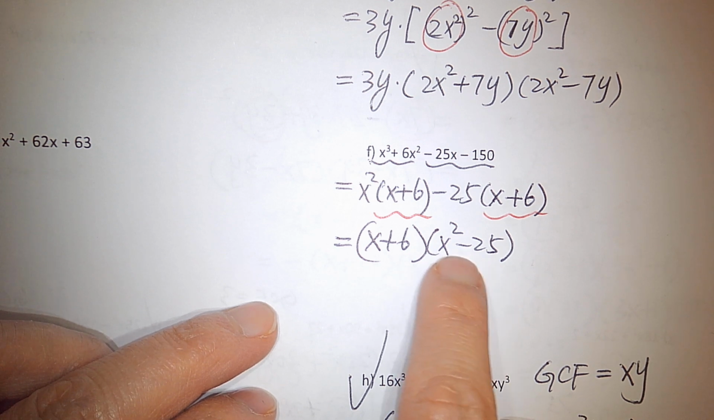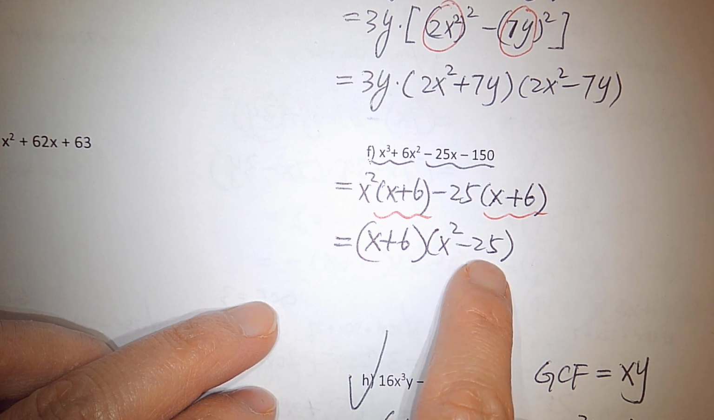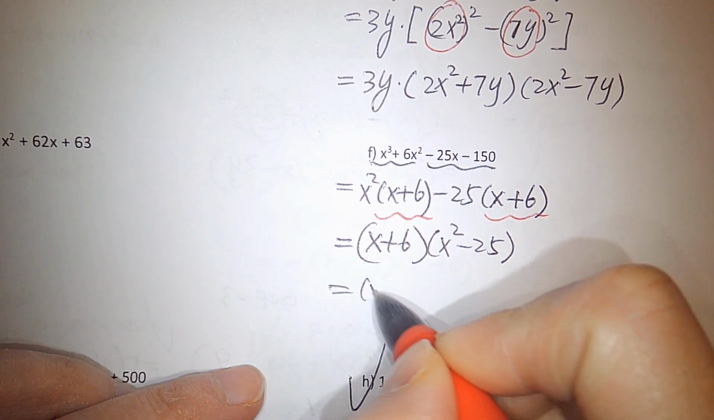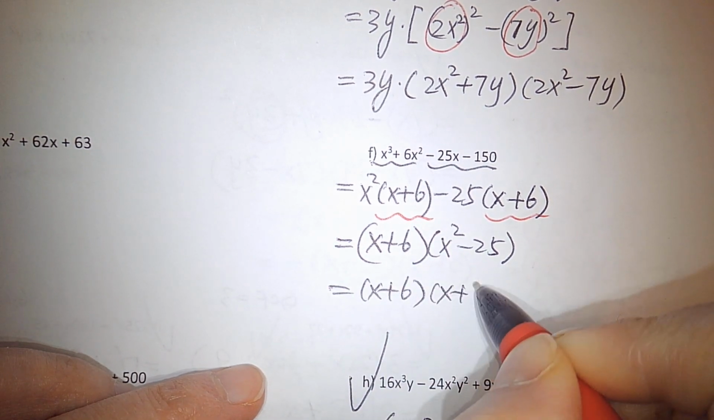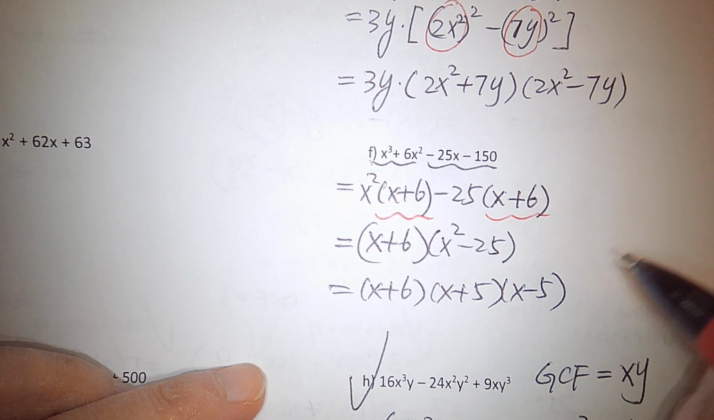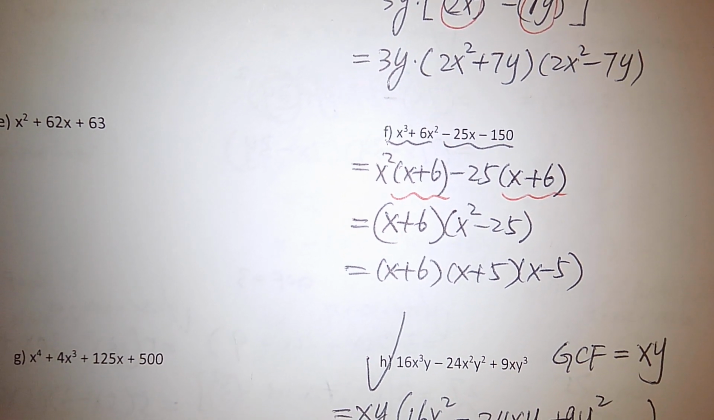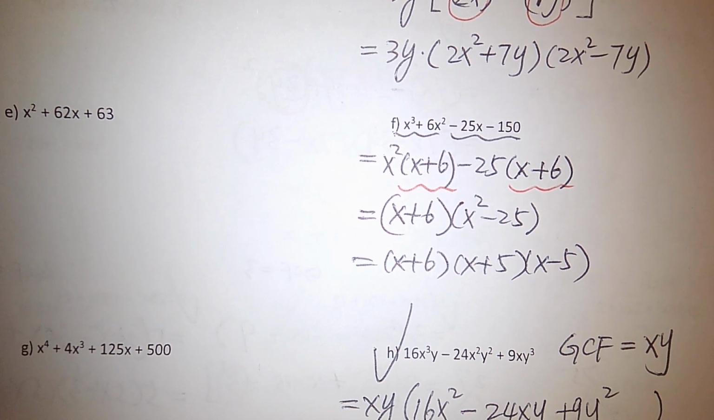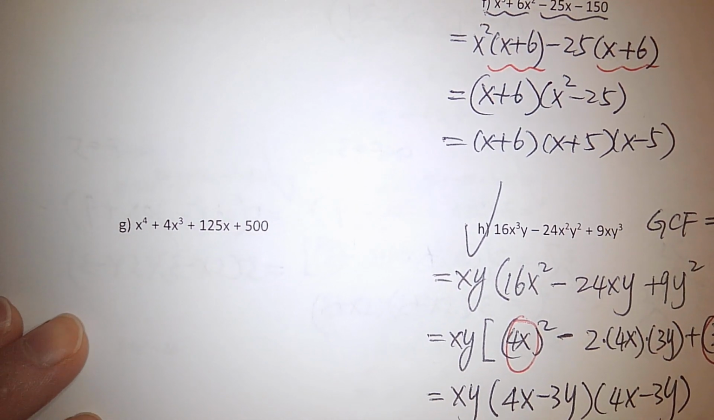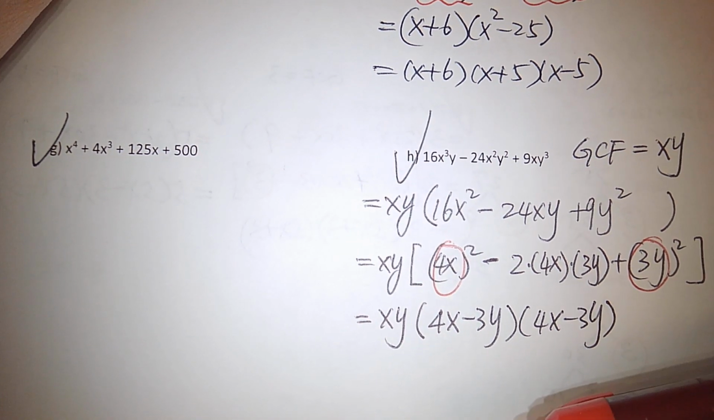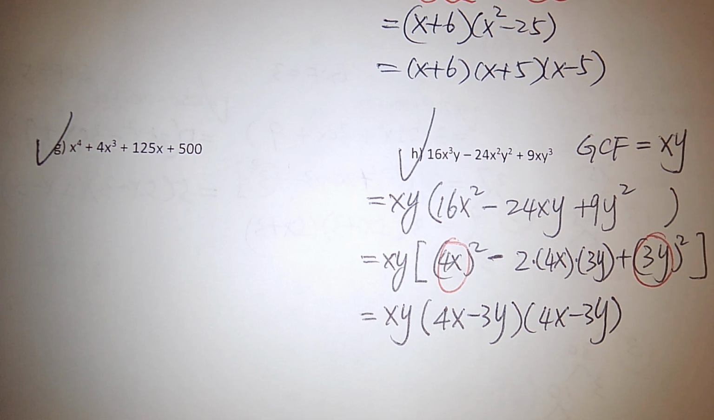Are we able to keep on factoring? X squared minus 25 can be written as x squared minus 5 squared, right? Yes. So x plus 5 times x minus 5. This is completely factored. Do you agree with me? Okay, let's try another question by yourself. Please try question G. It has 4 terms, and see what we can do about it.